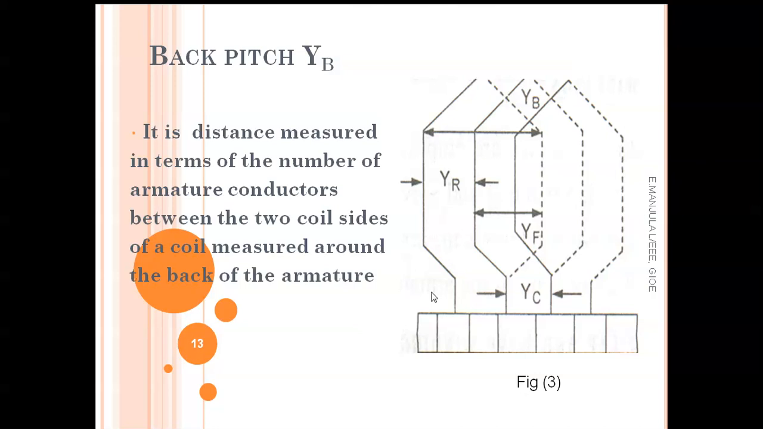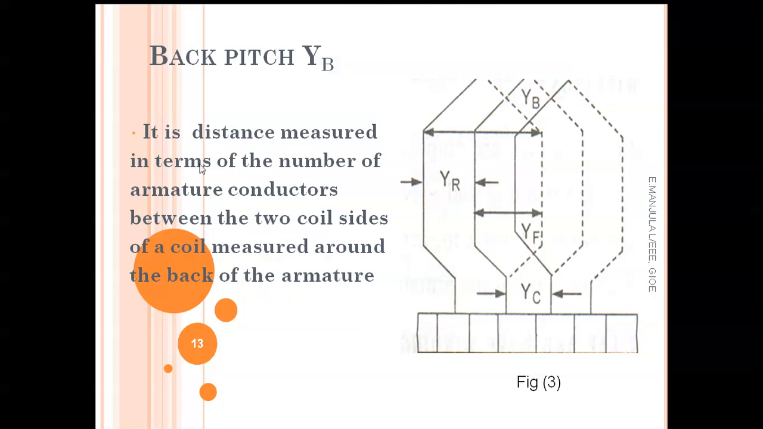So what is back pitch? Here you can see in this diagram there are YB, YR, YF, YC indications. YB represents the back pitch, YR represents the resultant pitch, YF represents the front pitch, and YC represents the commutator pitch. We will see that one by one. So this is the back pitch, that is YB.